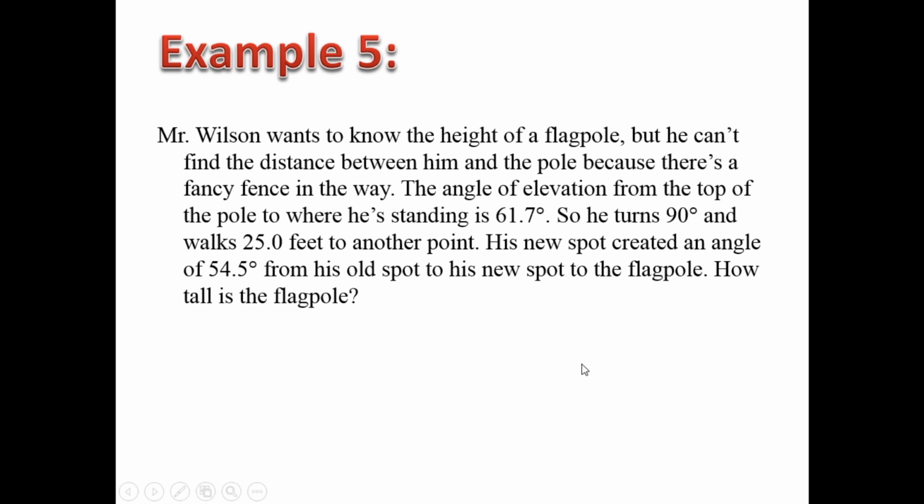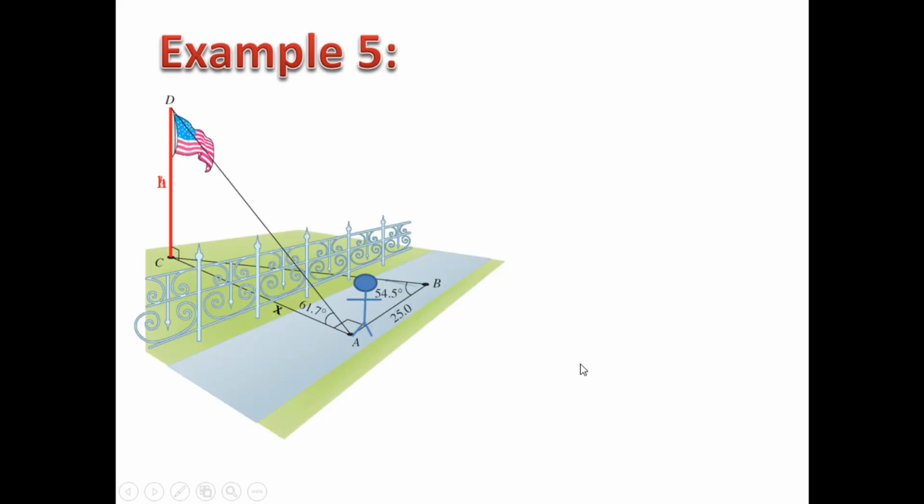Okay, so the most difficult part of the problem is setting up the diagram. So here's the diagram. It started with point A, and then he walks 25 feet to point B. And then he created the angle 54.5 degrees. One thing we need to find out is that we need to solve for x first. Once we solve for x, we can find the height of the flagpole.